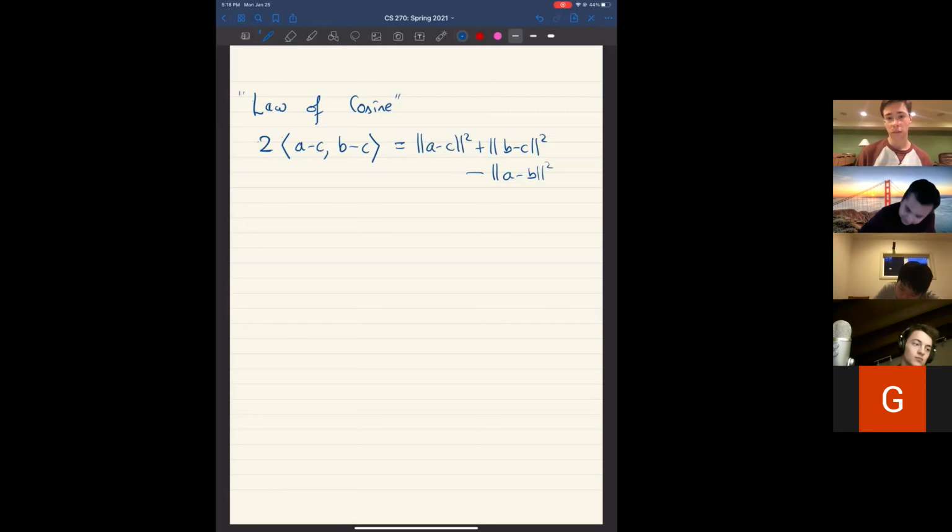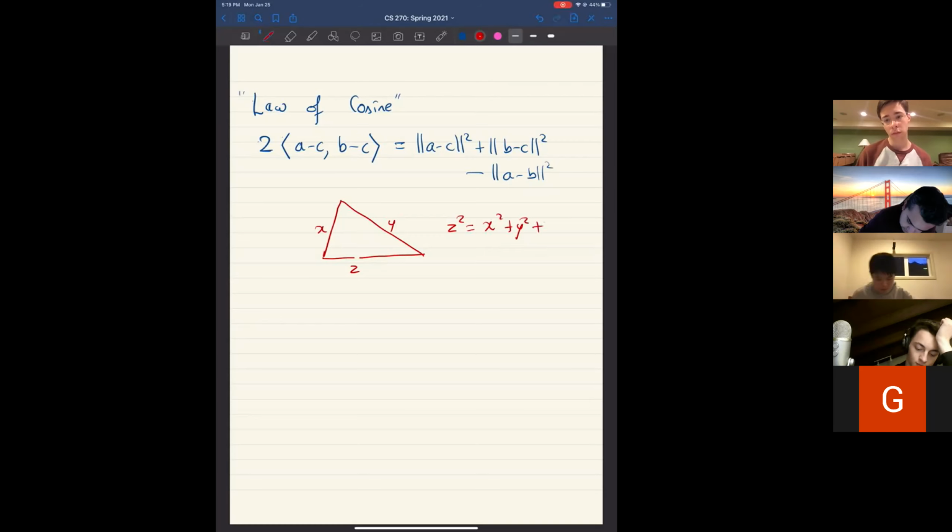Why is it called the law of cosine? It's just an identity you can expand out and verify. Well, why is it called the law of cosine? If you remember from plane geometry, if this is X, this is Y, this is Z, then Z squared is equal to X squared plus Y squared, I want to say plus 2xy cosine of the angle theta between them.